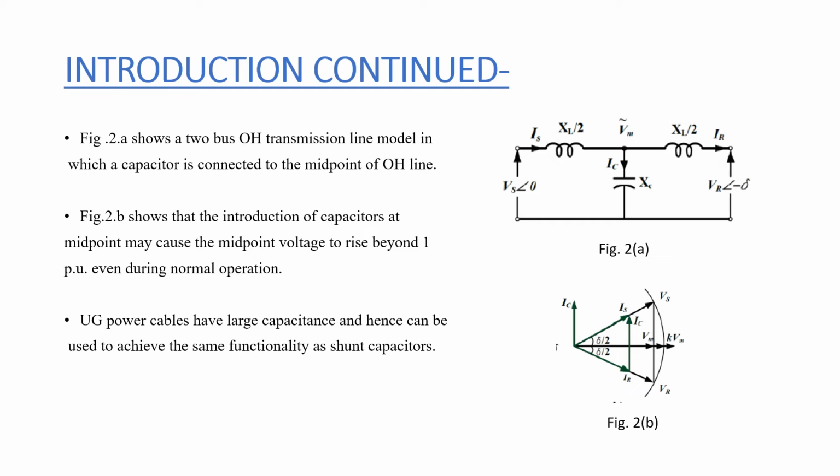As underground power cables have large capacitance, they can be used to achieve the same functionality as a shunt capacitor. In a transmission line, the line has inductance, and we have to compensate the reactive power. So in between the lines we can connect underground power cables for the compensation of reactive power.